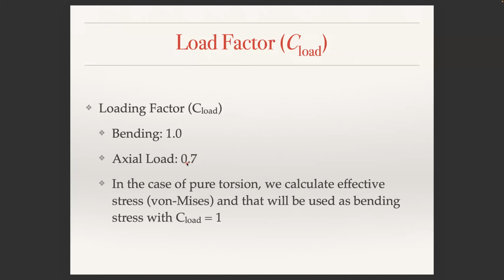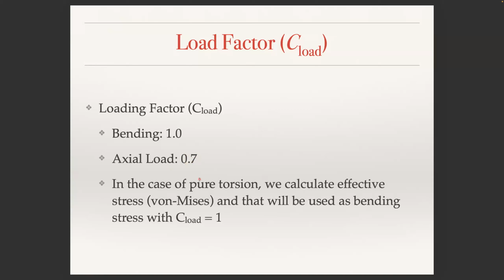So SE dash is normally 0.5 SUT, but because it is an axial load, it is 0.5 times 0.7 SUT. So that means 0.35 SUT will be your SE, the corrected endurance strength. Is that clear? Yes, clear, sir.